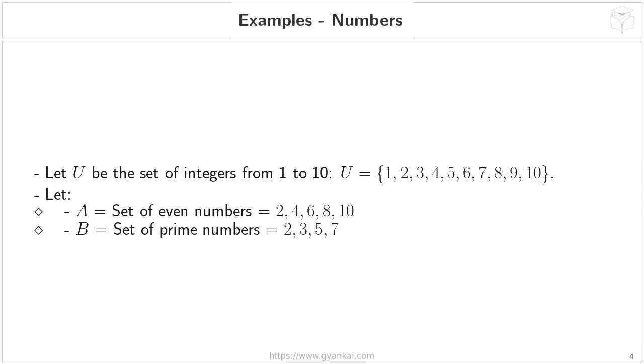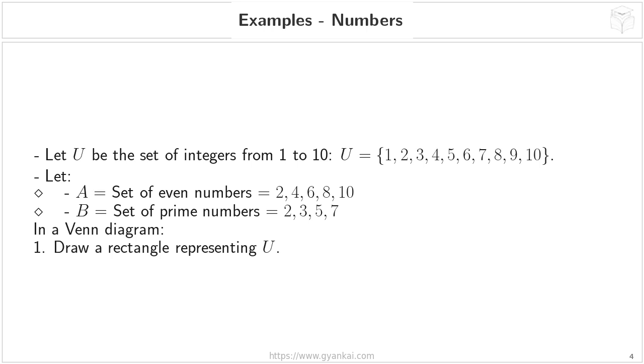Next, we have set B, which represents the set of prime numbers within our universal set. A prime number, recall, is a whole number greater than one that has only two divisors, 1 and itself. Therefore, B is equal to the set containing 2, 3, 5, and 7. Now, let's visualize this with a Venn diagram.